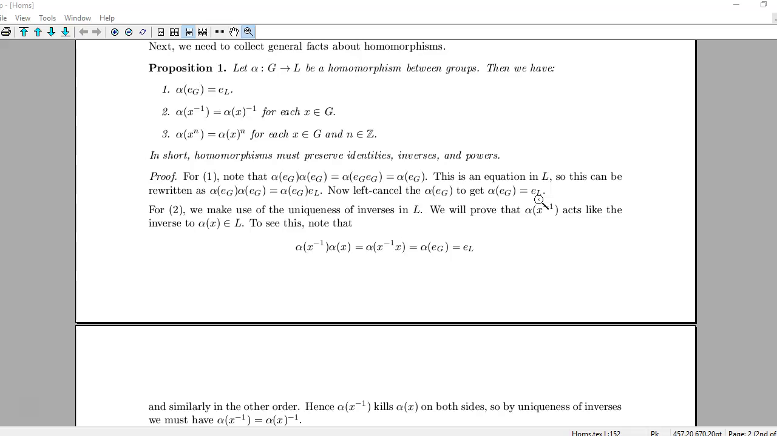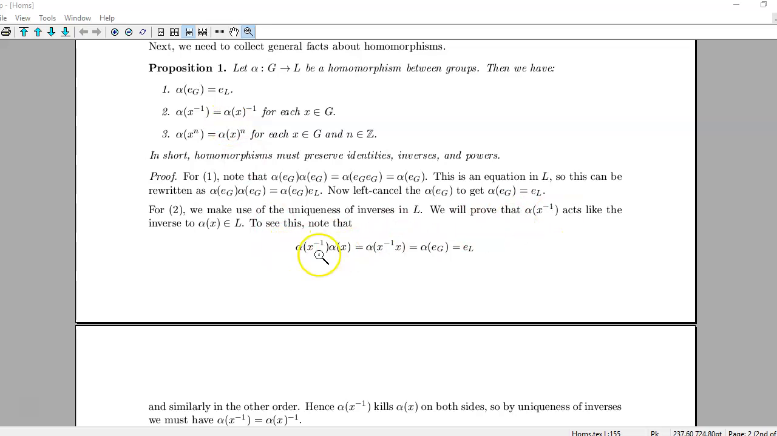Okay. For 2, what we're going to do is we're going to make use of the fact that inverses have to be unique inside of L. All right, inverses are unique in L. So we're going to prove that alpha of x inverse acts like the inverse to alpha x, and then by uniqueness, it must be the inverse to alpha x. But that's exactly the right-hand side. The right-hand side of this says the inverse to alpha x.